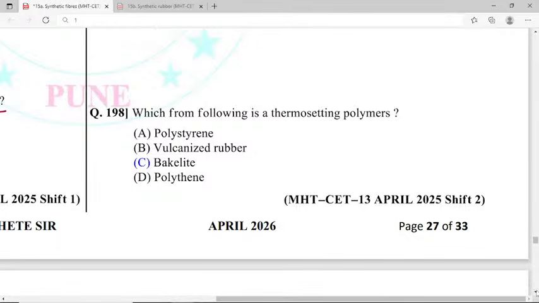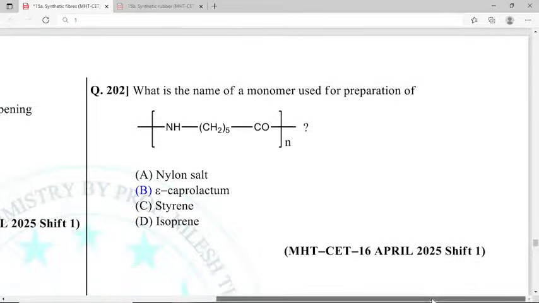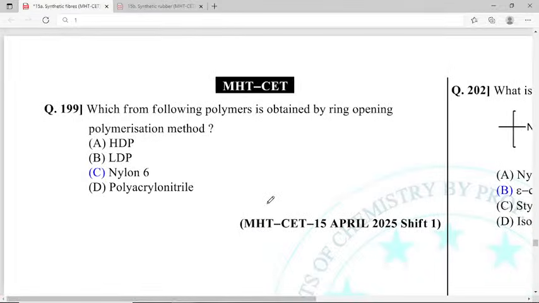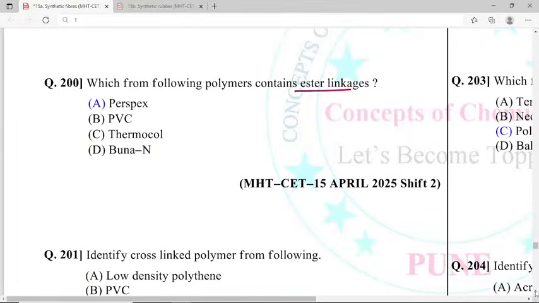Which from the following is a thermosetting polymer? The thermosetting polymer is bakelite because it is cross-linked. All cross-linked polymers are thermosetting polymers. Always remember. And all linear and branched polymers are thermoplastic polymers. Wherever there is ring opening, it is always nylon 6. Nylon 6 is the only example for ring opening polymerization.